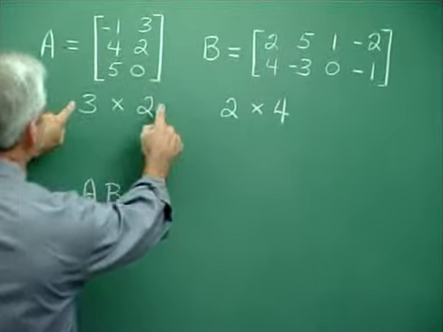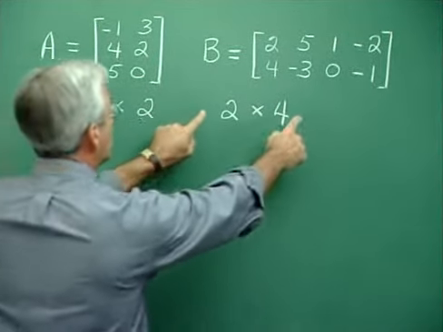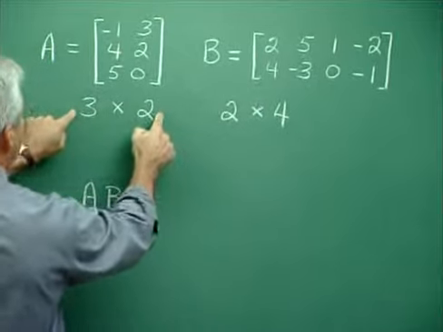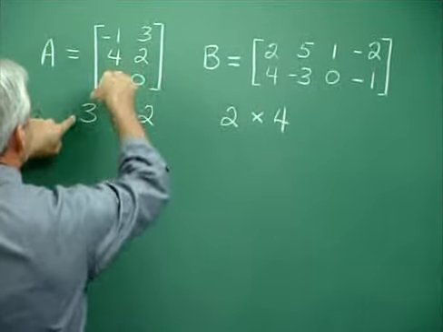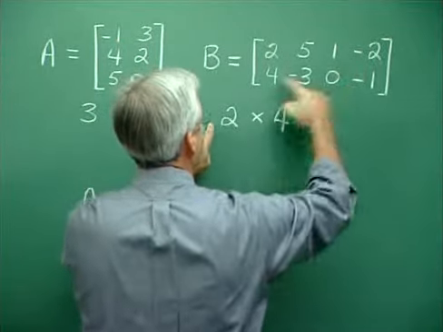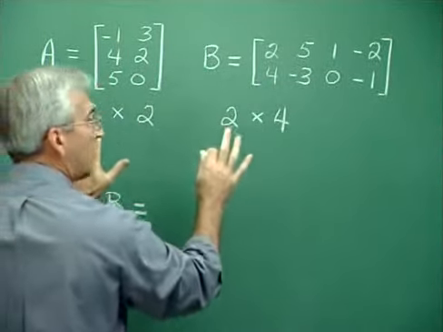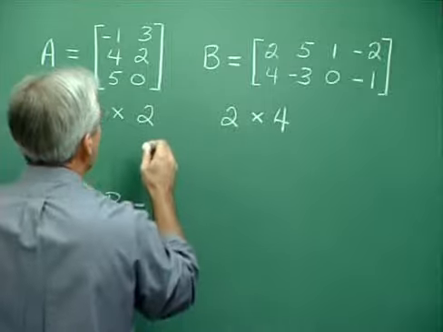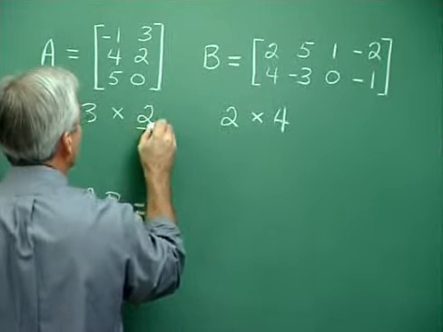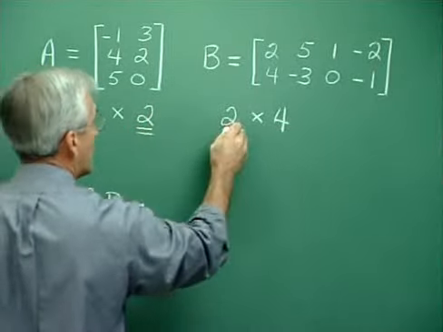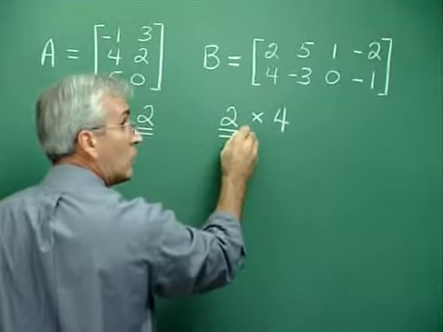Now, this is a 3 by 2 matrix, and this is a 2 by 4 matrix. It's a 3 by 2 because we have 3 rows, 2 columns. 2 by 4 because 2 rows, 4 columns. All right, it turns out that we can only multiply matrices in which the number of columns of the first one corresponds with the number of rows of the second one.